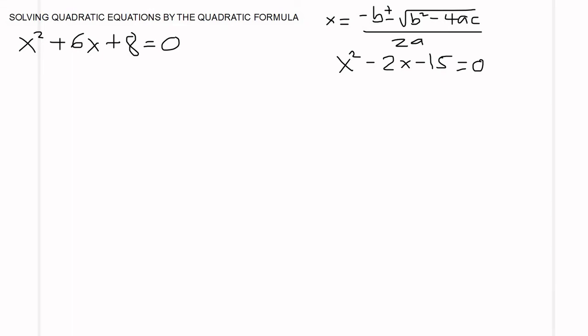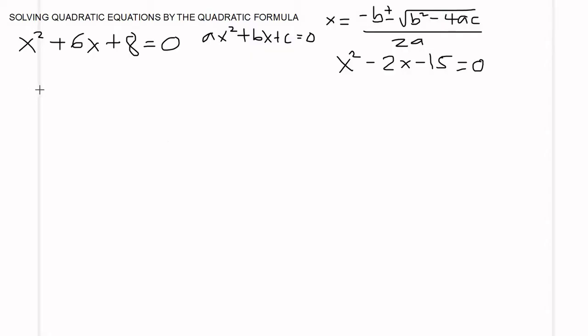Hi everyone! Today we're gonna learn how to solve quadratic equations using the quadratic formula. So the quadratic formula is x equals negative b plus or minus the square root of b squared minus 4ac, all over 2a. And the factors a, b, c in this equation are defined by the standard form of a quadratic equation, which is ax squared plus bx plus c equals 0.